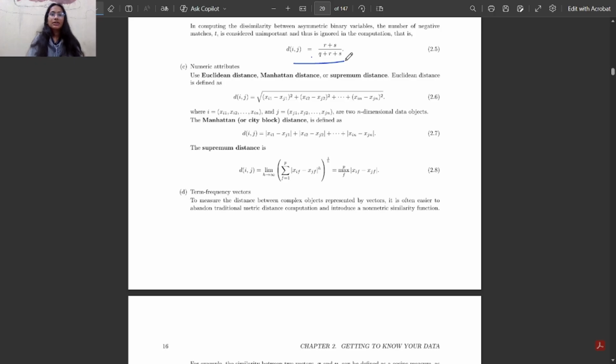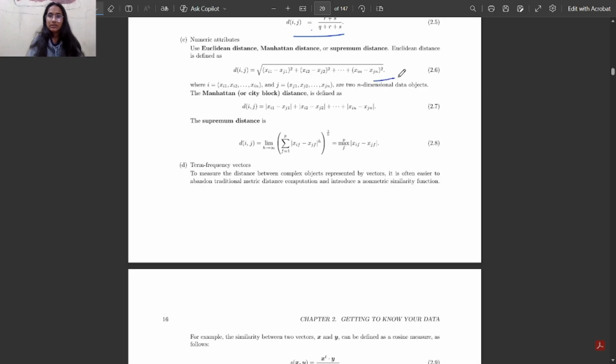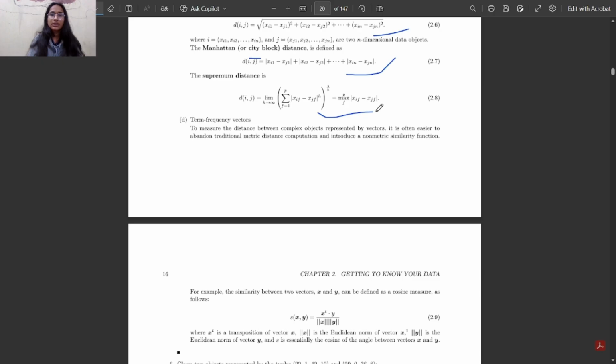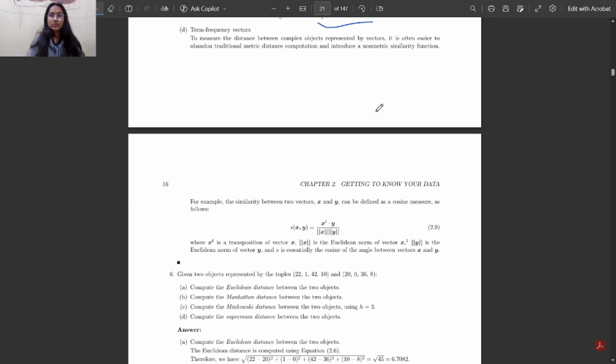Next is numeric attribute. So use Euclidean distance, Manhattan distance, Supremum distance. Euclidean distance is defined as, here is the formula written on the screen. So here is Manhattan or city block distance. This is the formula for city block. And Supremum distance, the formula is here. Term frequency vector is used to measure the distance between complex objects represented by vectors. It is often easier to abandon traditional metric distance computation and introduce a non-metric similarity function. So basically, numeric variables allow distance computations using these three techniques. Euclidean distance compares squared differences, Manhattan distance compares absolute differences, and Chebyshev takes the maximum difference across the dimensions.